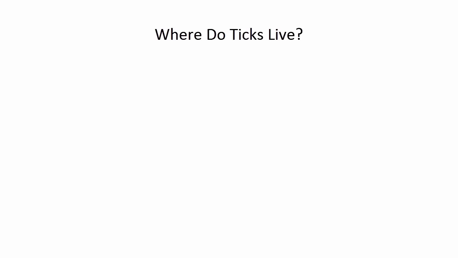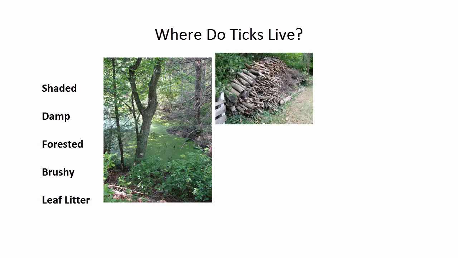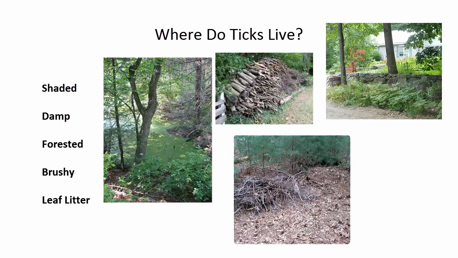Where do ticks live? Ticks are very vulnerable to dry conditions, so their prime habitat tends to be shady, damp, and/or forested areas. Other likely places to find ticks include woodpiles, brush, and stone walls. Larvae and nymphs are most often found at ground level in leaf litter, and they feed upon smaller mammals, such as mice. Adult ticks range from the ground up and can feed upon larger mammals, such as deer and humans.